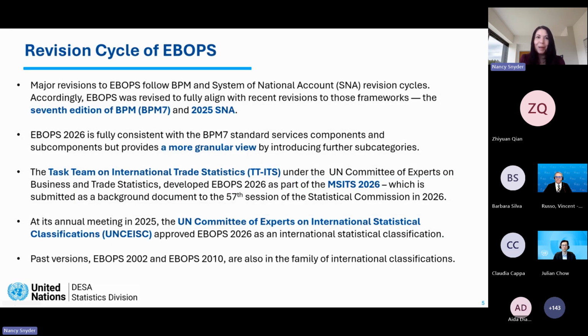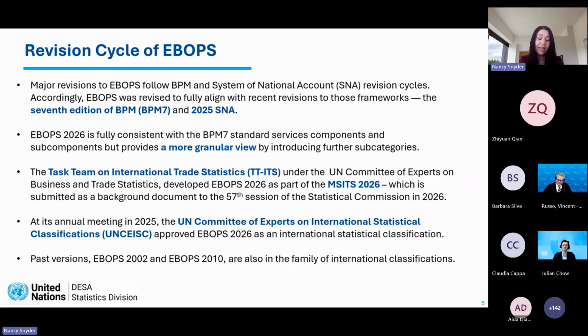Okay, so why is EBOPS being revised? EBOPS follows the revision cycles of the other macroeconomic statistical frameworks, especially the System of National Accounts, SNA, and the BPM updates. So accordingly, EBOPS was revised this time to fully align with the recent revisions in those frameworks, in particular the 7th edition of BPM, BPM7 for short, and the 2025 SNA. So EBOPS 2026 is fully consistent with the BPM7 standard service components, but it does introduce further subcategories, as I'll be showing in a bit.